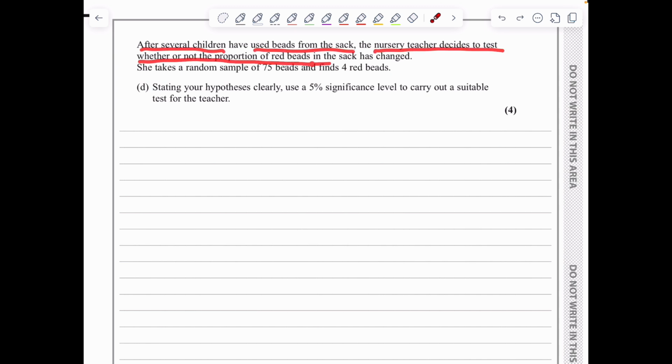Now, after several children have used beads from the sack, the nursery teacher decides to test whether or not the proportion of red beads in the sack has changed. Now, she took a random sample of 75 beads, finding 4 of them to be red, and we need to state our hypothesis clearly and use a 5% level of significance to carry out a suitable test for the teacher.